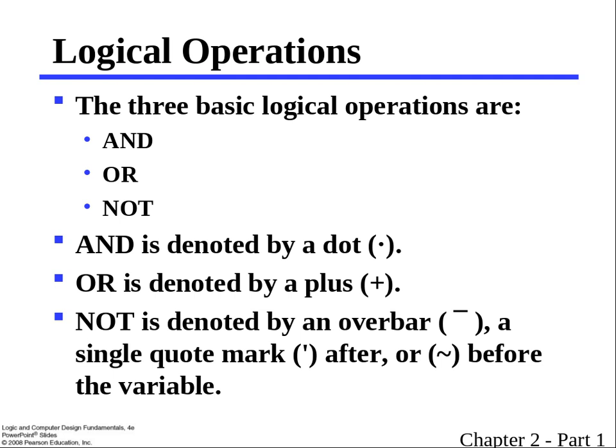So and is a dot. So it's not multiply, it's and. Or is a plus. So it's or, it's not plus. A not is an overbar on top of it. So you may have seen the circuit where you had a B and then that bar over it. That means not B. You can also put a quote after it to make it a not, and I think I went over that in our last slides. Or you can put a tilde before the variable to be not as well. These are all equivalent notation.